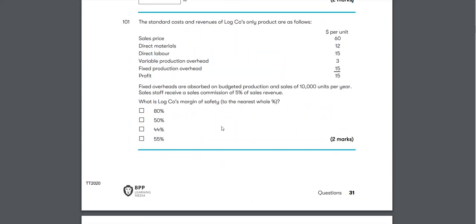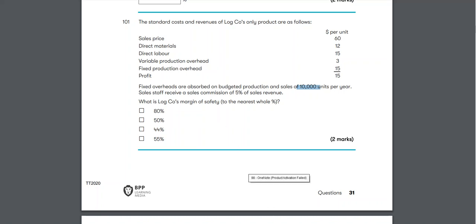Okay, what is Log Cost's margin of safety to the nearest whole percentage? The standard costs and revenues of Log Cost's only product are as follows: price, material, labor, overheads, fixed cost. Fixed overheads are absorbed on budgeted production and sales of 10,000 units. Remember, we always need fixed cost in total. Sales staff receive a sales commission of 5% of sales revenue. So what is Log Cost's margin of safety?